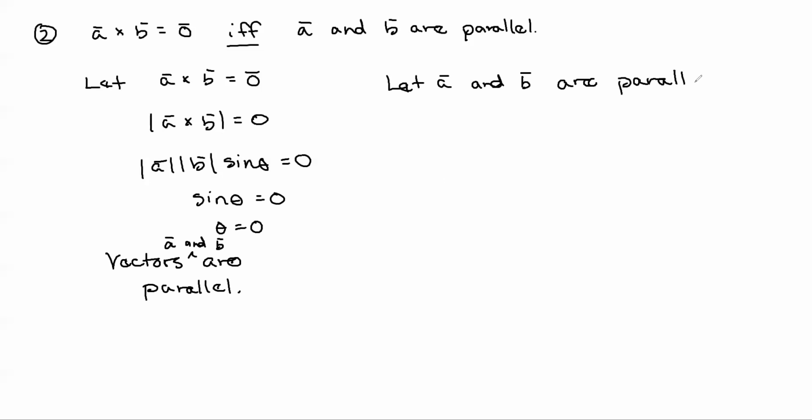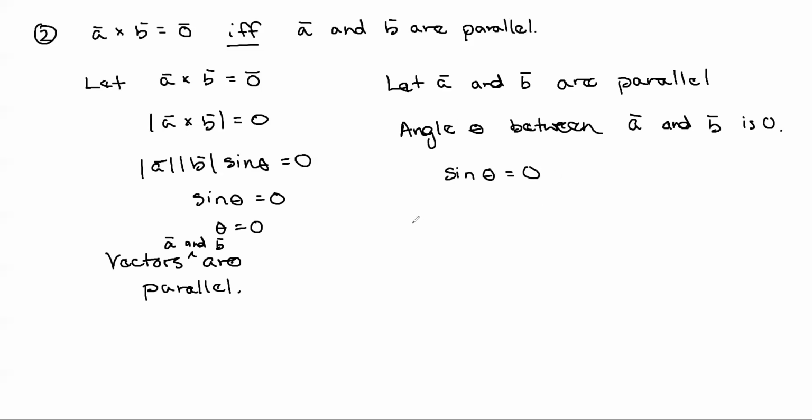So if we have A and B are parallel, then we have angle theta between A and B is 0. And then if angle theta is 0, then sine theta equals 0. Then length A, length B, sine theta equals 0. Then length of A cross B equals 0. Then A cross B equals the 0 vector, right?